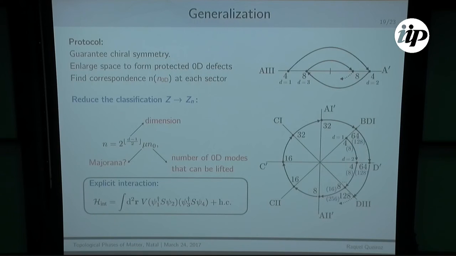And from there, you can write exactly an explicit interaction. And what you'll get is a very simple rule on how the number of topological sectors that can be trivialized changes with dimension. So it follows exactly like the Bott clock, but every time that we cross a symmetry class that has chiral symmetry, we must double this number. So this is what appears in this figure.